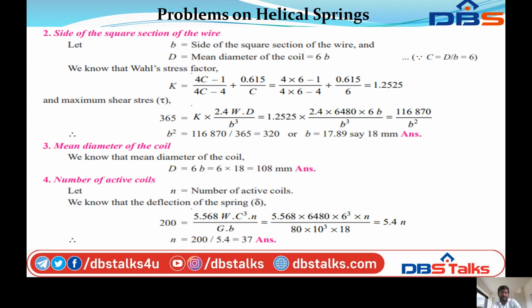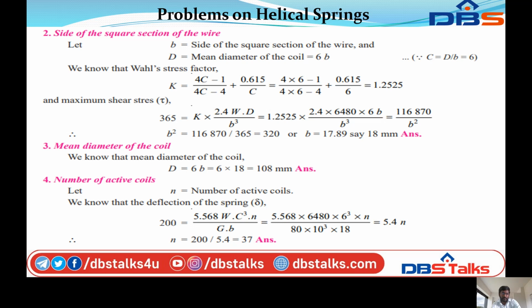Next, the side of the square section of the wire. Let b be equal to the side of the square section of the wire, and D is equal to the mean diameter of the coil, which is equal to 6b. Since C is equal to capital D by small b, and C is given as 6, capital D is equal to 6b.